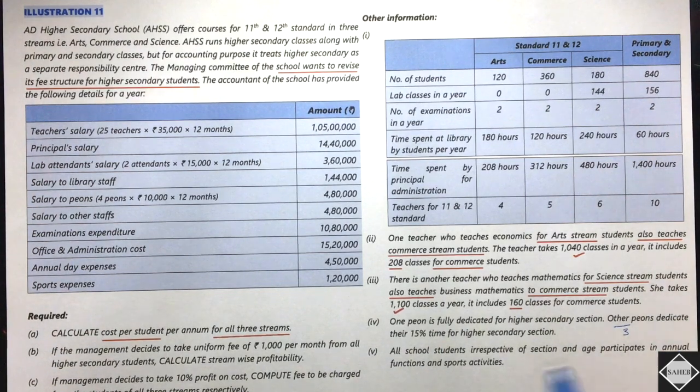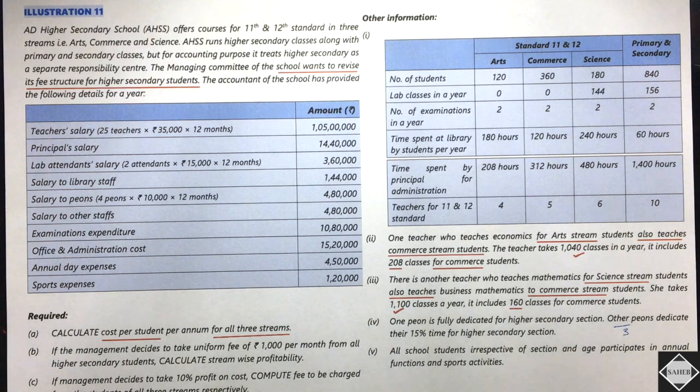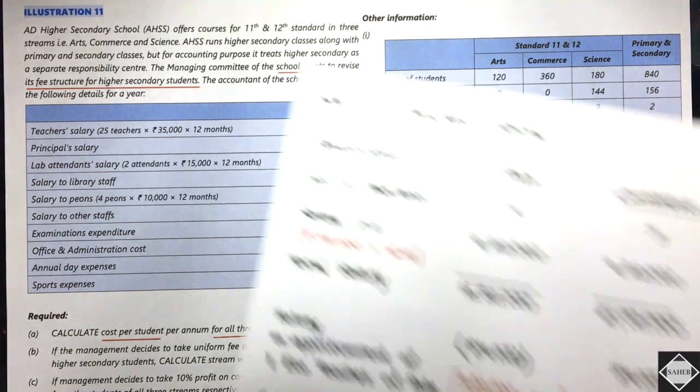Yeah, other peons dedicate their 15% time for higher secondary section, for class 11 and 12. So what you have to do is calculate their salary and do 15% of that. That's the simple thing they are saying. Fine, so let's just do that. It's really simple. Let's do a working note for that. Just 2 working notes are enough for this question. Rest everything we can do directly or on ratio basis.